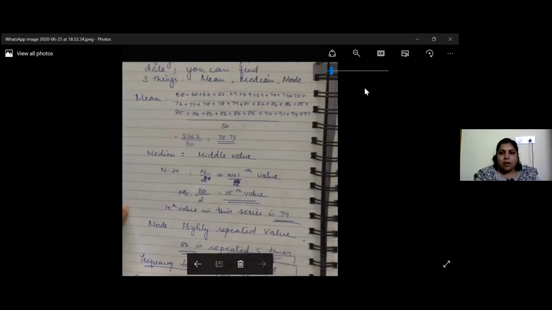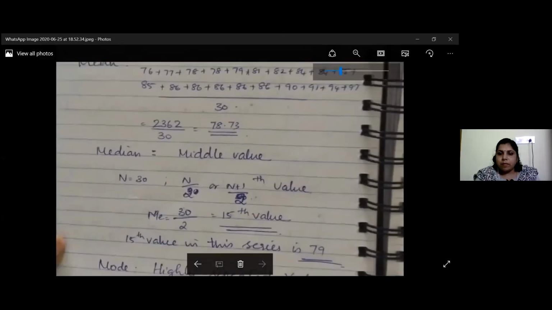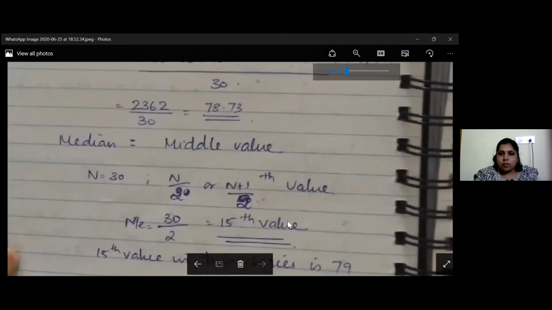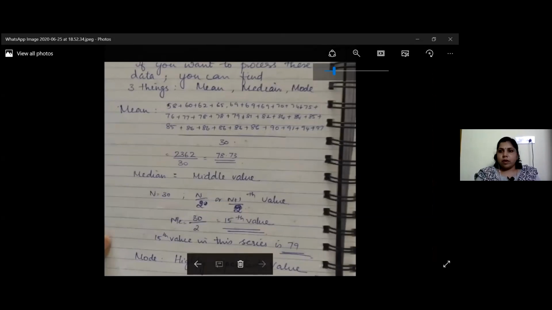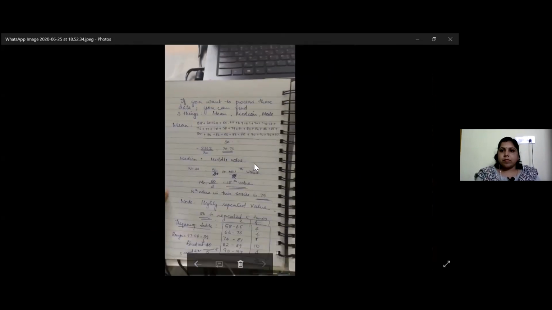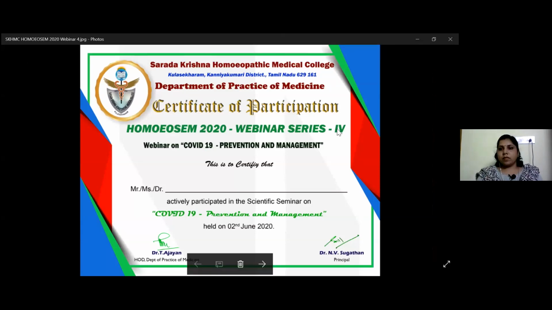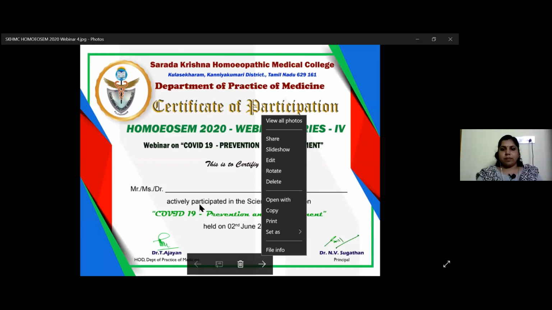So, students, this was the calculation. Why I'm showing you this is, you have to understand one thing: if you want to prepare a frequency table, we already have calculated the range.